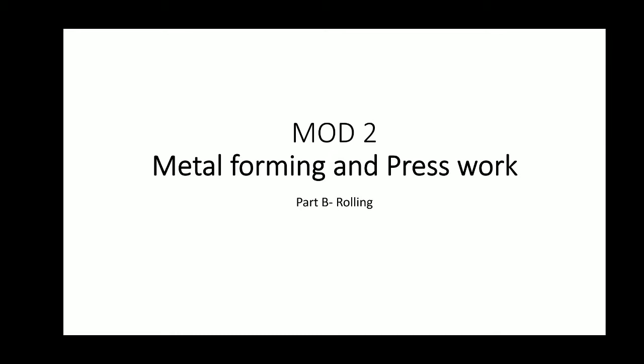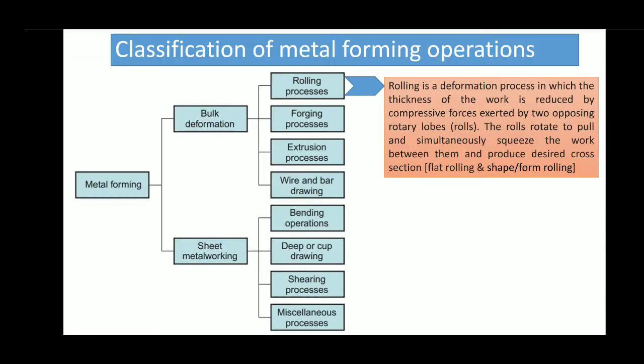So in the previous classes we have already discussed metal forming and pressure processes, and there we have seen the introduction, what the forming process is, and what the classifications are, all those things. Okay, so then hot working, cold working, warm working, etc. Then we have discussed the rolling process.